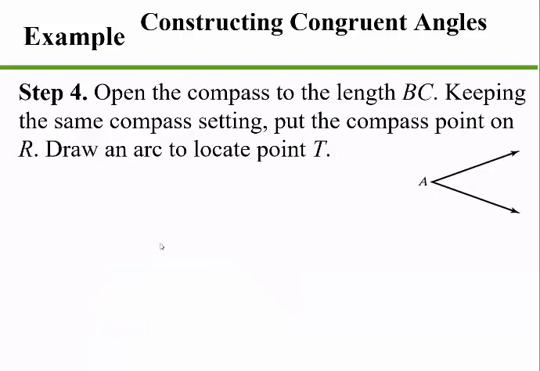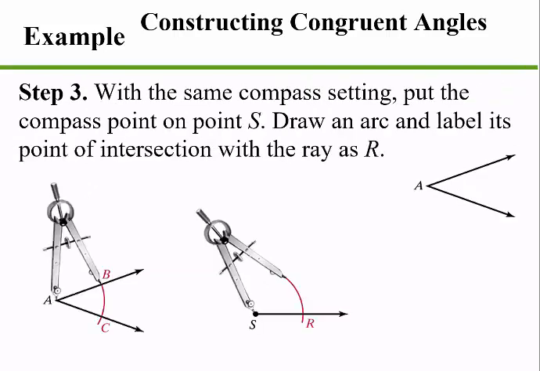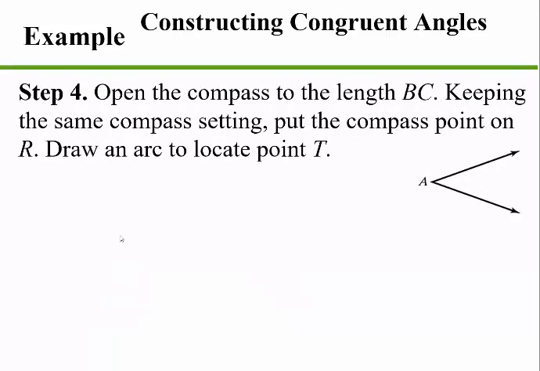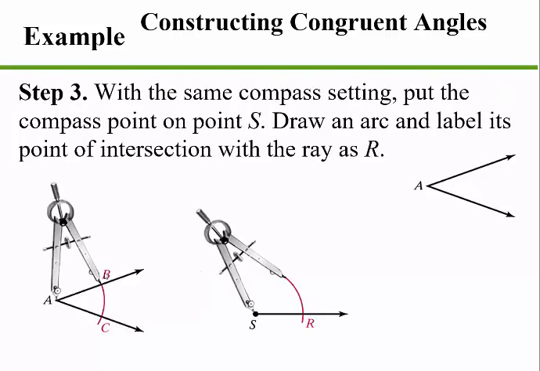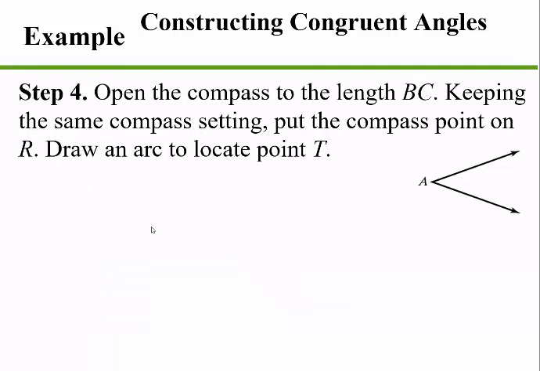The next thing you're going to do is open the compass to length BC. So here, you're going to go from here to here and put the compass down and measure that length. Keeping the same compass setting, put the compass point back on R, draw an arc to locate point T. So this compass setting, this length here, is the same. You went from C to B right here like that.